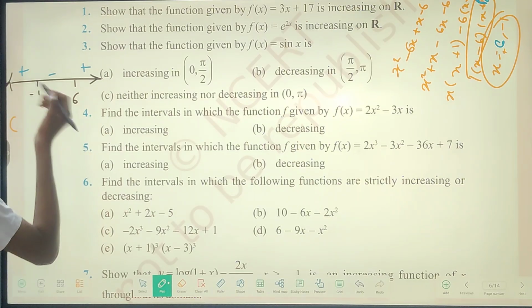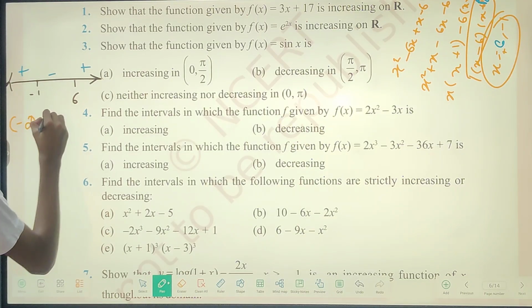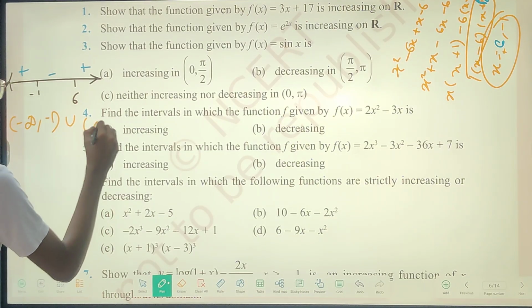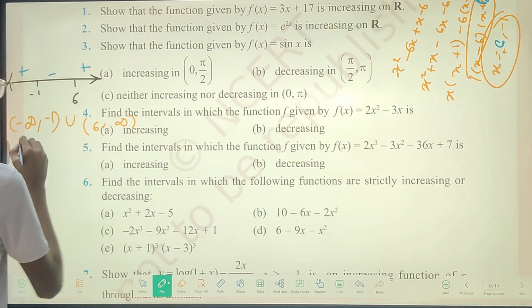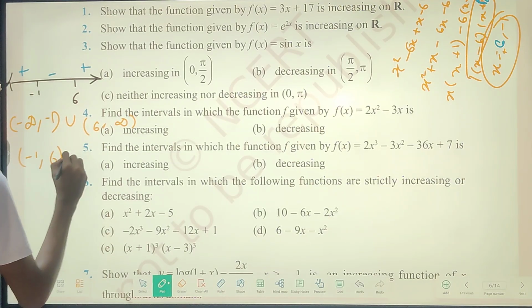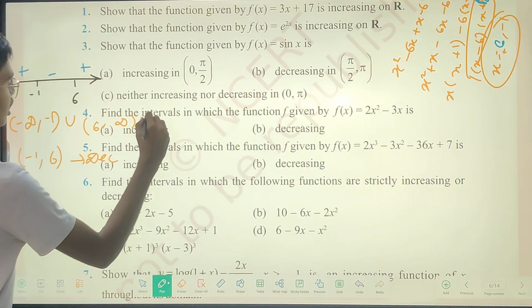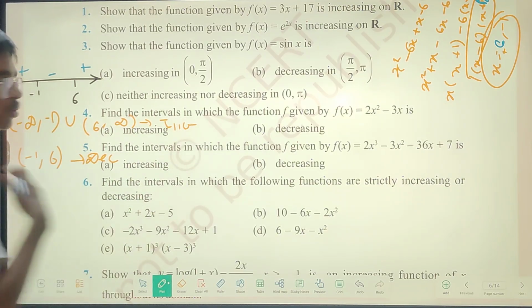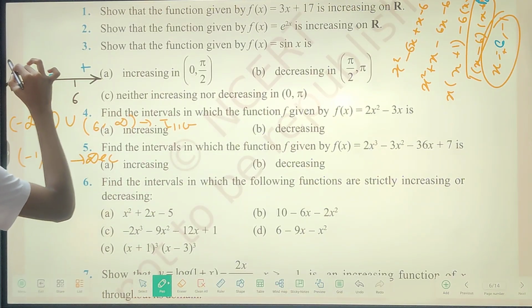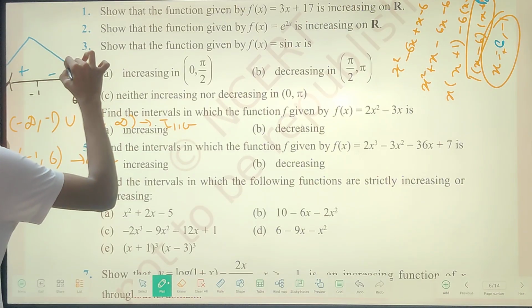So where will it be increasing? From minus infinity to minus 1, union with 6 to infinity, it will be increasing. Then from minus 1 to 6, it will be decreasing, and then it will be increasing. If you want me to draw the graph, it will be like this: increasing, then decreasing, then increasing.